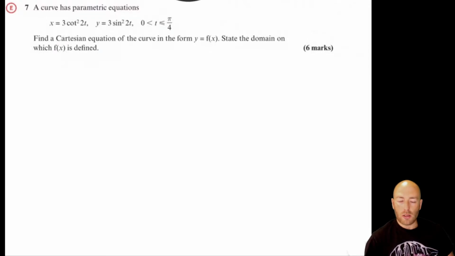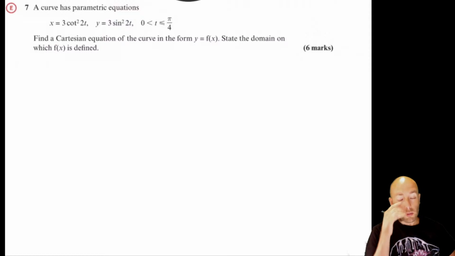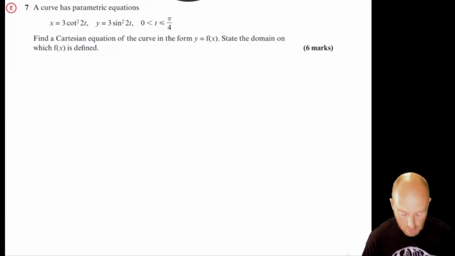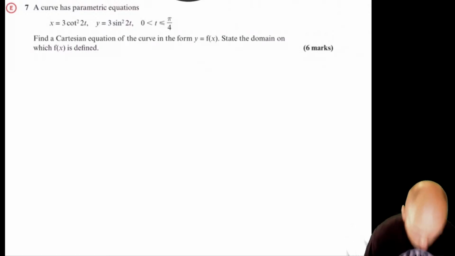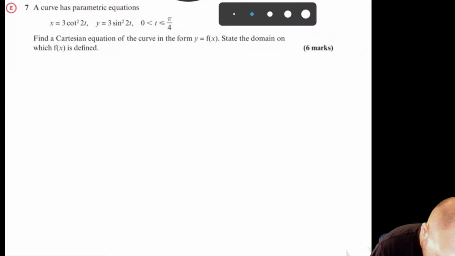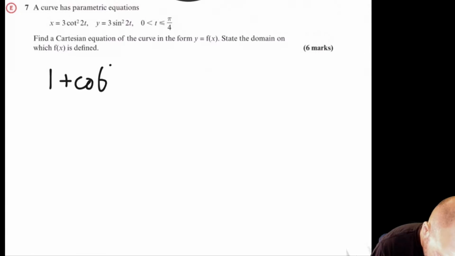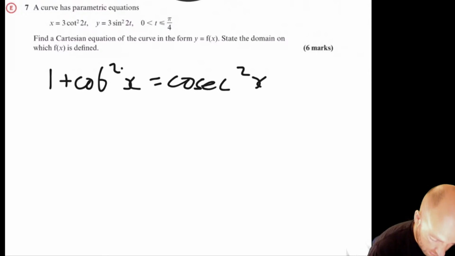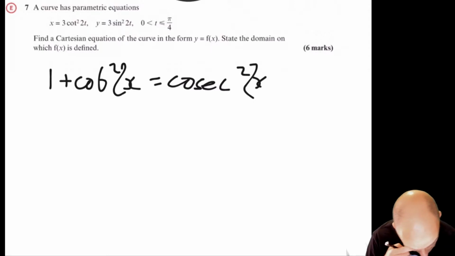Alright, so a little bit more difficult now. I'm trying to mix together cot and sine, and they're both double angles. But they're also both squared. So I think the way we need to do this one is to realise that 1 plus cot squared equals cosec squared x. We can change the x's there to 2x's or 2t's, whatever we like.